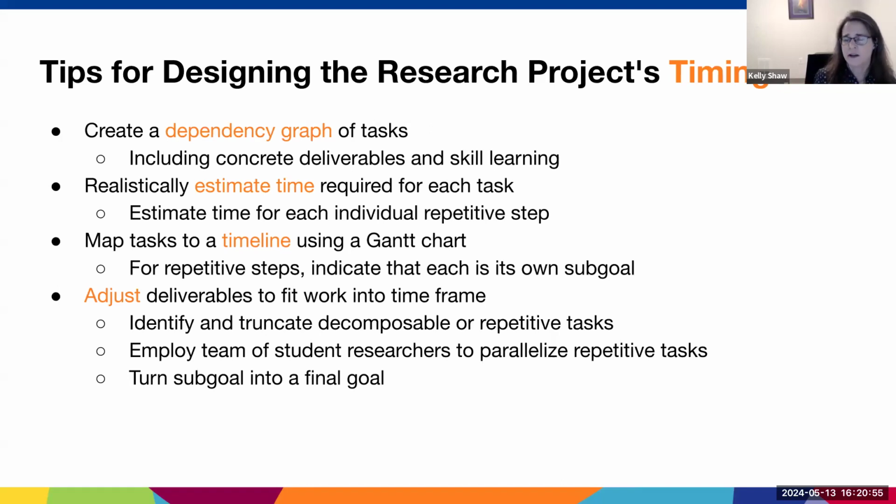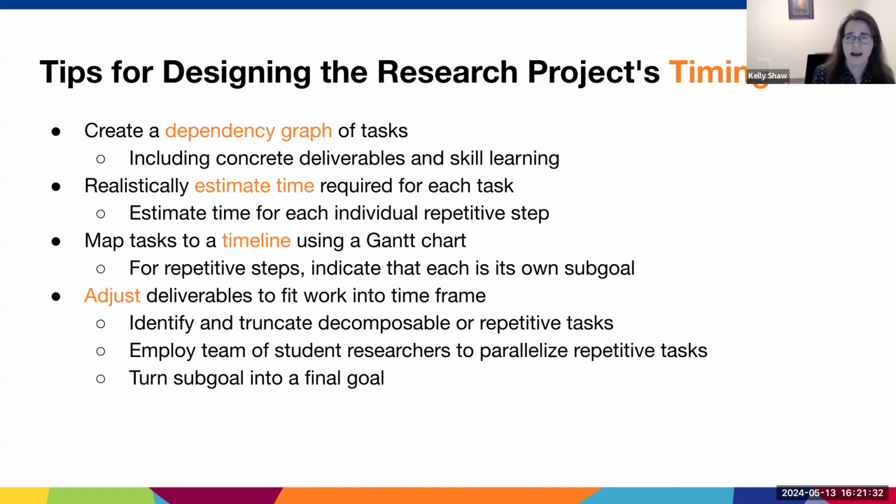So the first thing that I recommend doing to turn your ideas of the steps that are going to be completed by the student into a timeline is to create a dependency graph of the tasks. What has to happen before another task can happen? So you want to think of this in terms of both the concrete deliverable items as well as the learning that the students are going to have to do. They probably need to learn how to read a technical paper before they can read the technical paper for your study, and so forth.